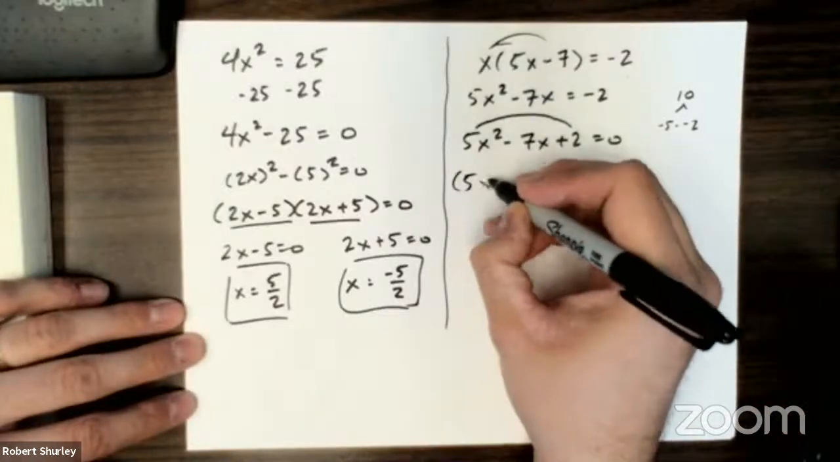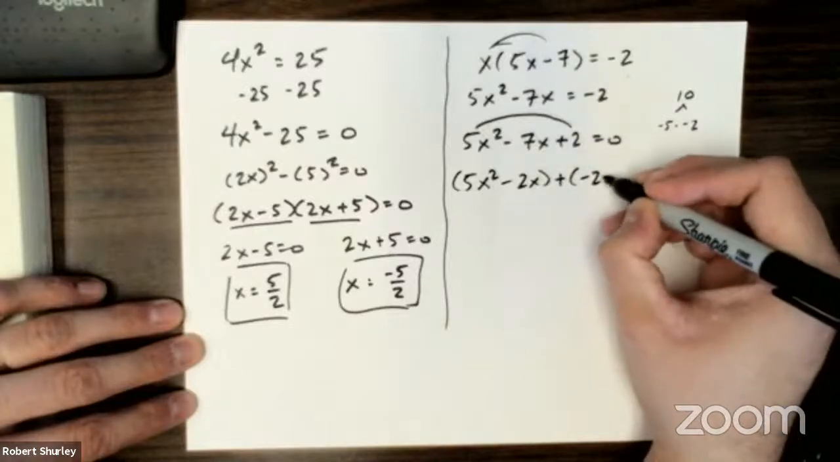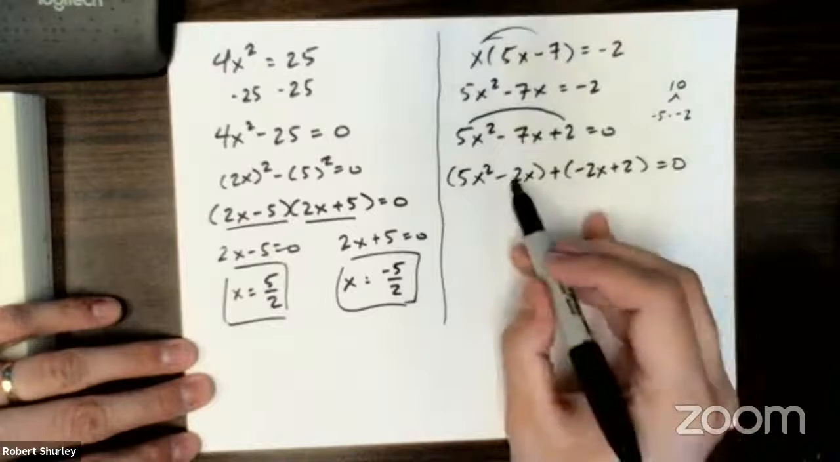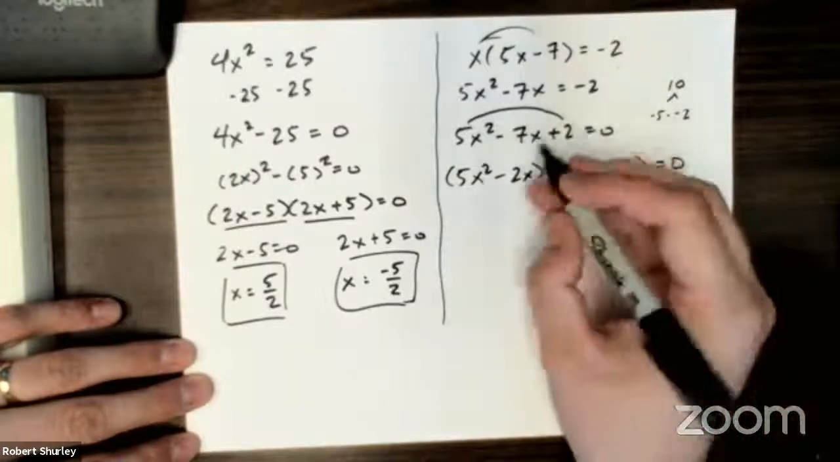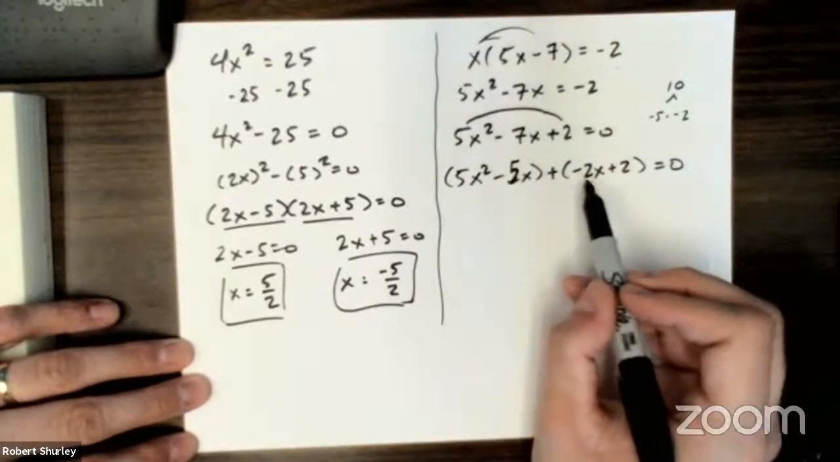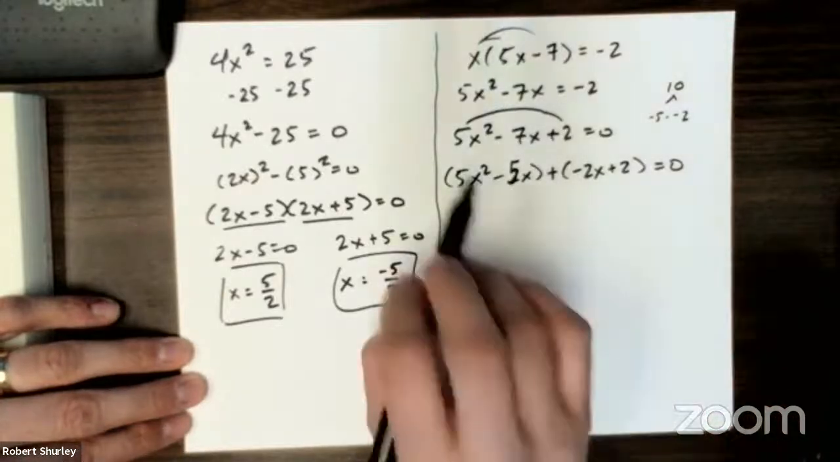So I'm going to say 5x squared minus 2x plus -2x plus 2 equals 0. And then on this first one, notice, oh, wait, I forgot the 5. Hold on, let's make this one 5. I wrote this goofy. This will be the -5x, this will be the -2. You add them together, you wind up with the -7x.